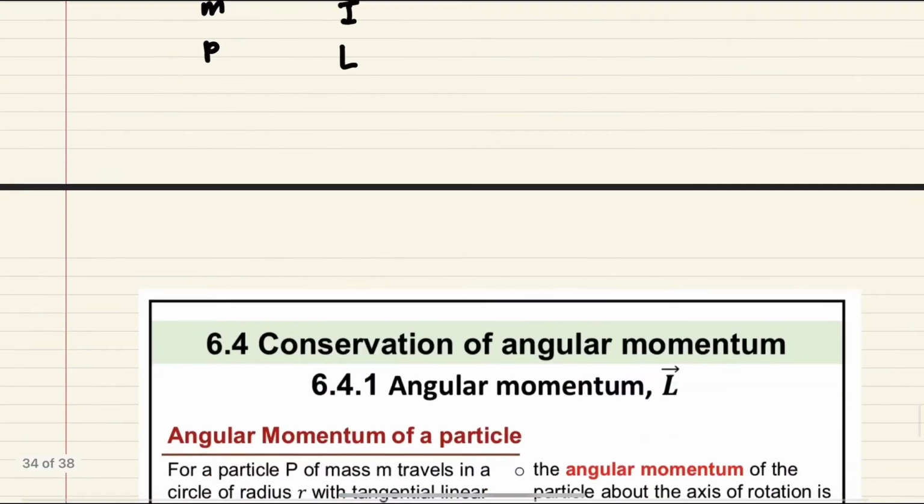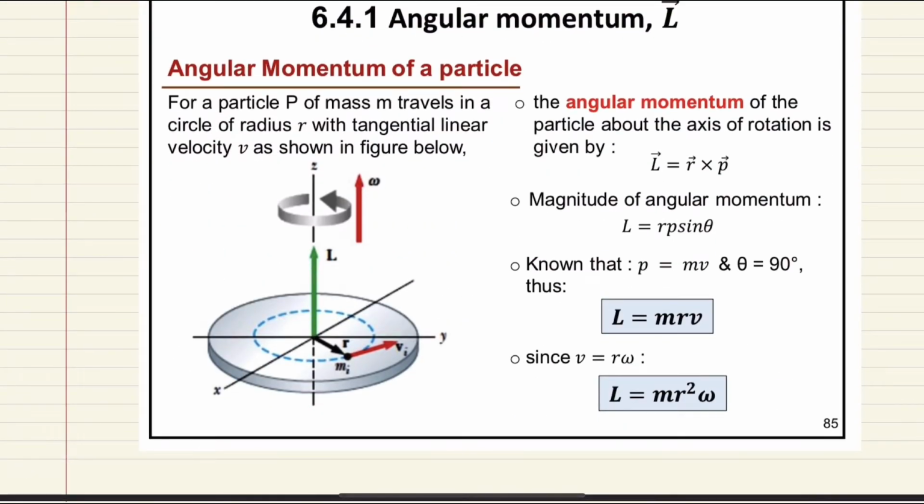Obviously you don't have to derive the formula, but I just want to show you after this. First, maybe we can go to the diagram here. It says that a particle P of mass M travels in a circle of radius R with tangential linear velocity as shown in the figure below. With tangential velocity as shown, the angular momentum of the particle about the axis of rotation is given by L equals to.